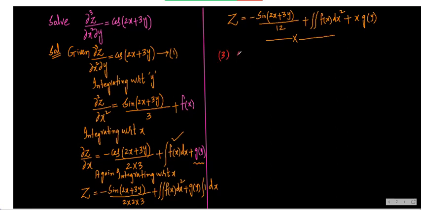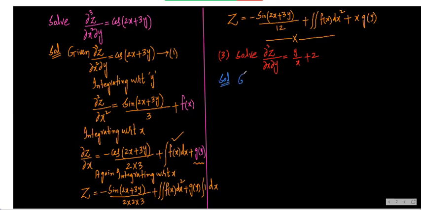The question is: solve ∂²z/∂x∂y = y/x + 2. Let us start writing the solution.